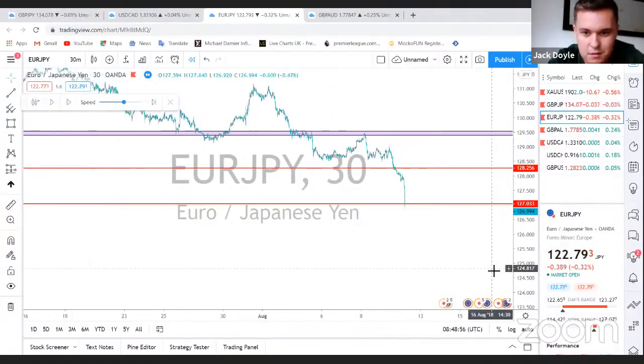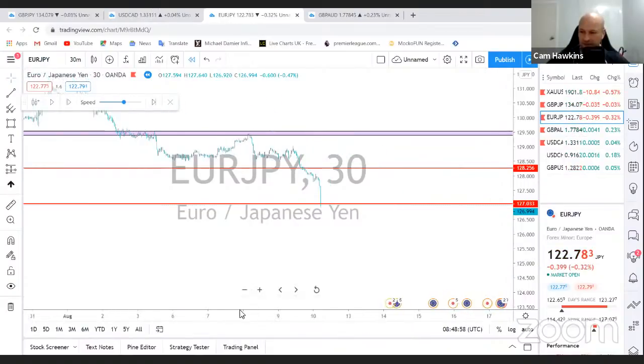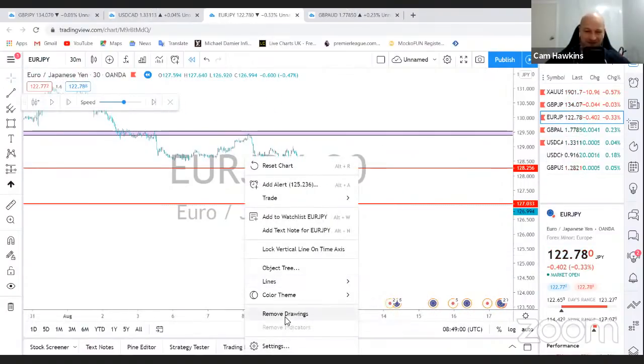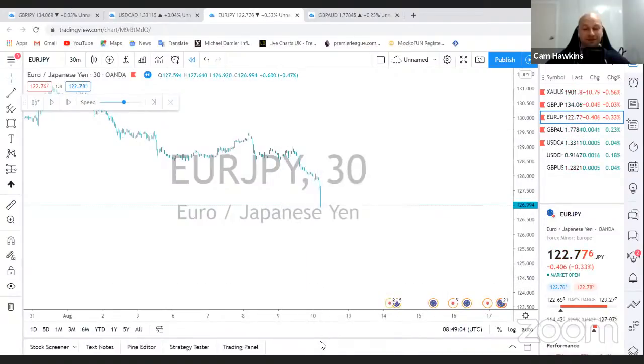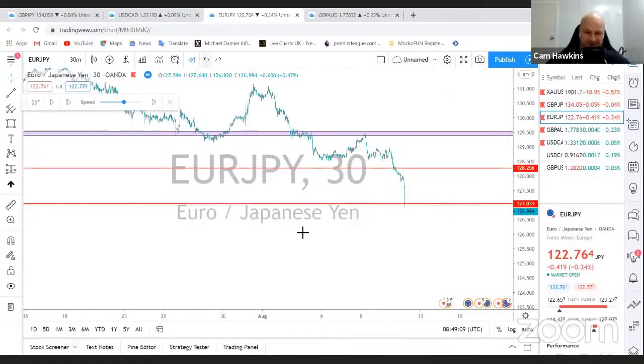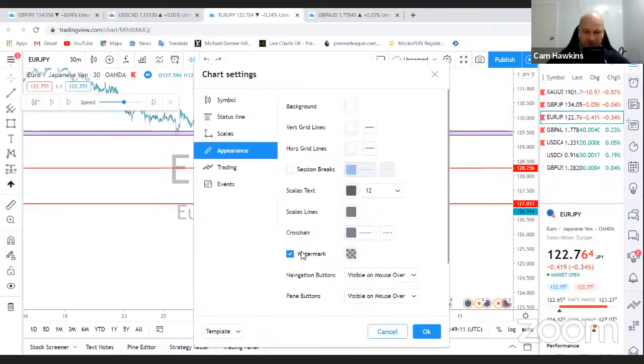Sorry, do you want to get rid of the watermark again? Yeah, people don't like the watermark. Oh, remove drawings. Oh, undo. Yeah, you could just Control Z, and it will undo it. There you go. You're not a TradingView master, are you?